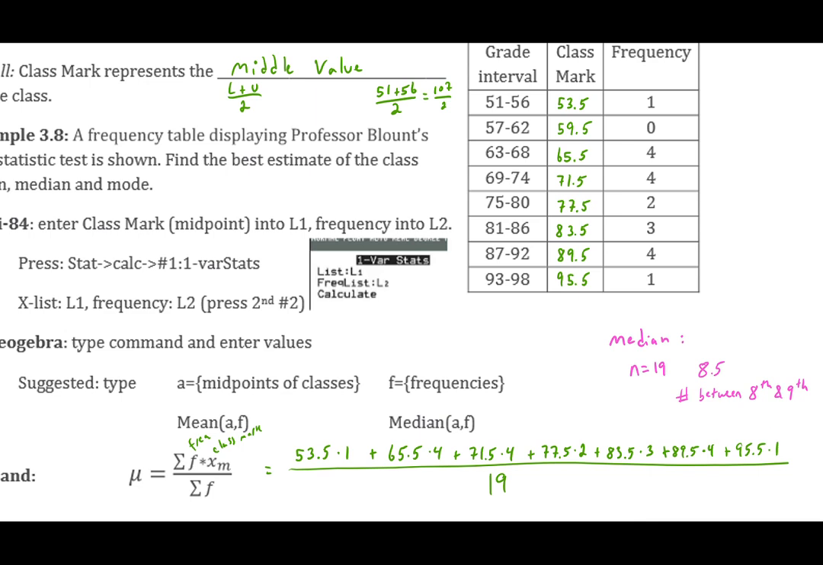So if we count down here, this is the first number. We could just add another column. We could call it the cumulative frequency, which would be up to and including. We've talked about this in a previous video as well. So 1 plus 0 is 1. 4 plus 1 is 5. 5 plus 4 is 9. So the number that's between the 8th and 9th number in ascending value would be the class mark of 71.5.